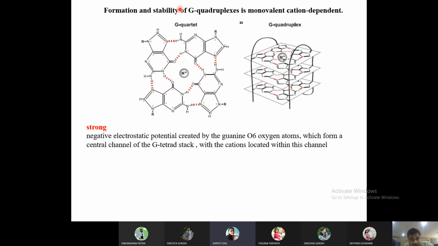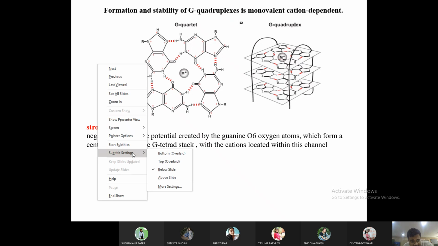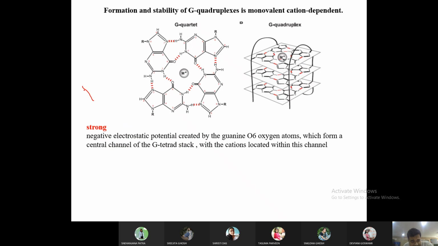Okay, now the stability. Formation and stability of G-quadruplex. Somebody was asking about the nature of the cation that actually stabilizes this quadruplex. It is always a monovalent cation. The stability index I have not put in the PowerPoint, I am writing with the pen. Sodium gives the maximum stability, followed by potassium. These two are mainly found, and to some extent lithium also gives stability to the quadruplex.